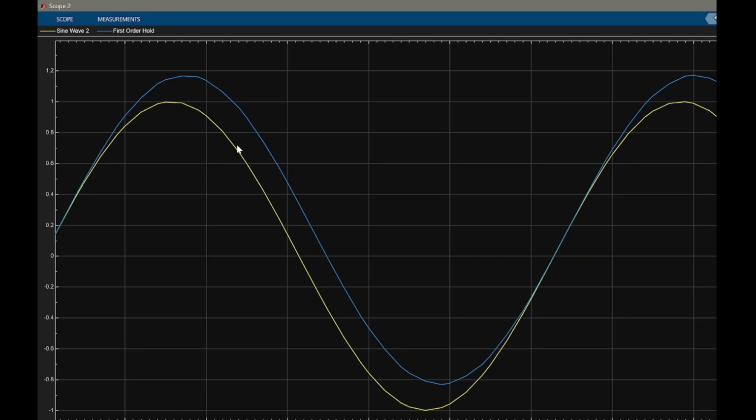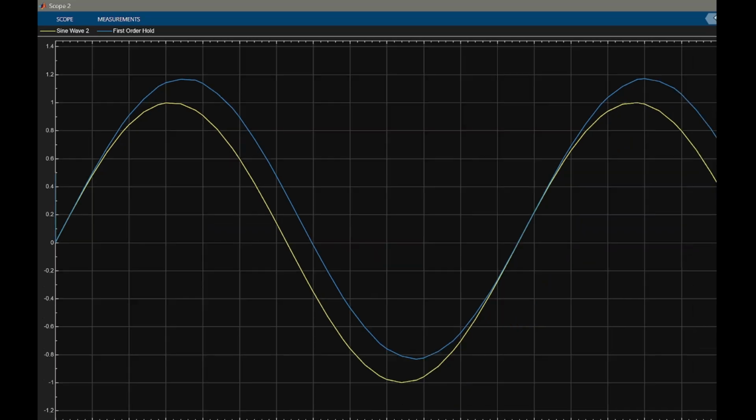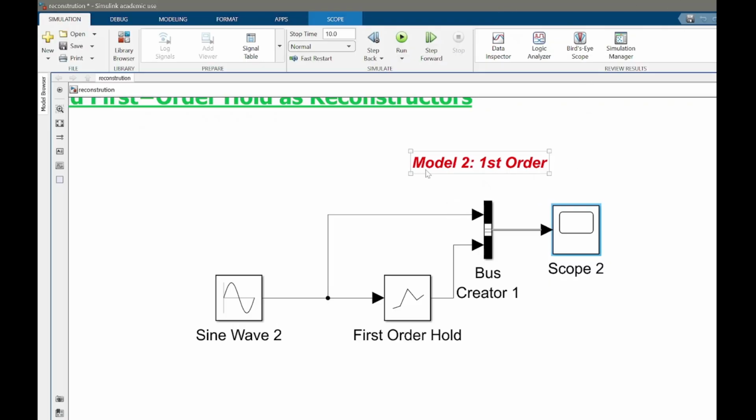So the key idea of model 2, the first order hold, is to reconstruct the signal by connecting adjacent samples using a straight line, resulting in a smoother output. Next, model number 3.